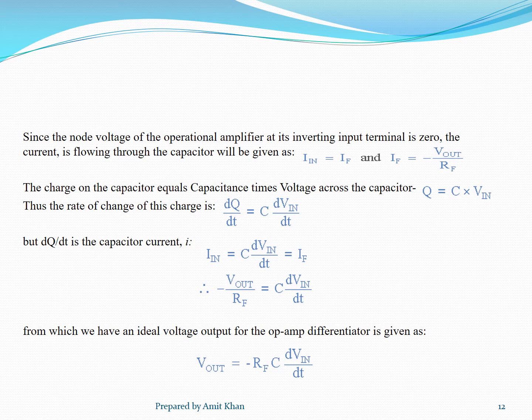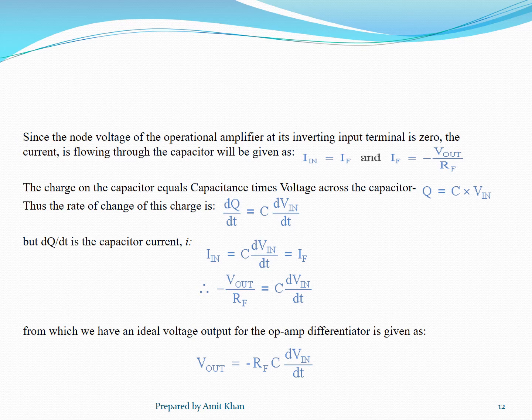So the current flowing through the capacitor is IF, that is equals to minus V out by RF, and the voltage across the capacitor Q equals to C into V in, that is the charge on the capacitor is Q equals to C into V in. So the rate of change of the charge is dq dt, that is equals to C into dV in by dt.